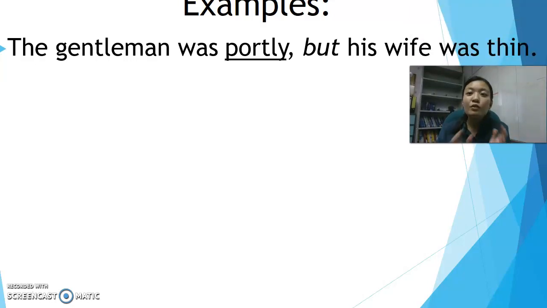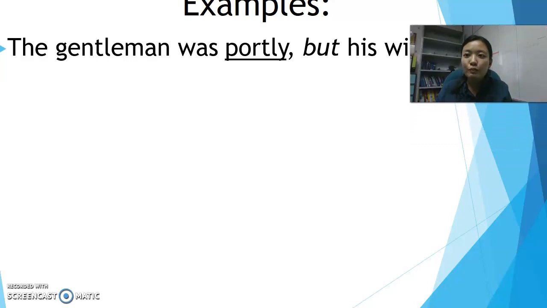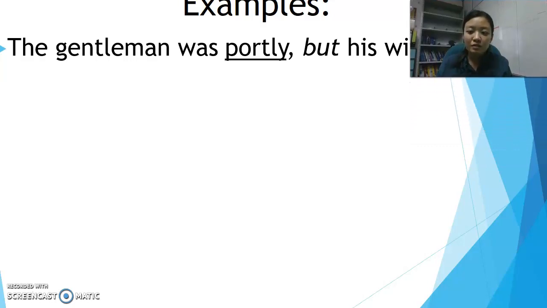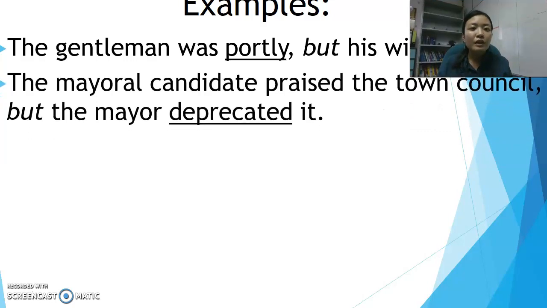So here you can guess the wife was thin, but he was portly. So portly basically means what? Maybe a bit more plump, fat, bigger, definitely not thin, the opposite of thin. Alright, the next one. Okay, the mayoral candidate praised the town council, but the mayor deprecated it.